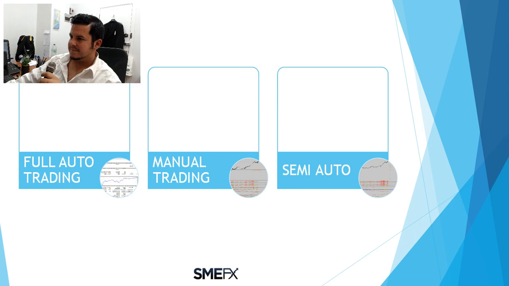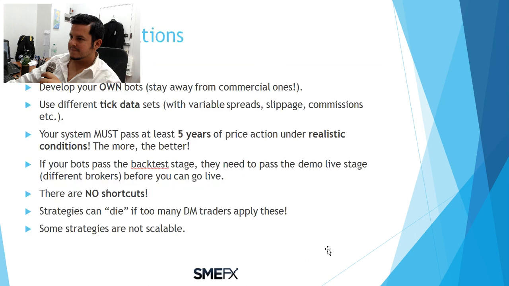Develop your own bots. Stay away from commercial ones as a general rule. Use tick data. Use realistic conditions. Prepare for a multi-year process. Okay, you will not just create something good in 1 year. Forget about that. You must be in there for the long term. That's a natural selection, so to speak. Your system must pass at least 5 years of price action under realistic conditions. The more the better. Okay, so like I showed, most backtests I showed you now, they were from end of 2014, beginning of 2015 to today, 2021.